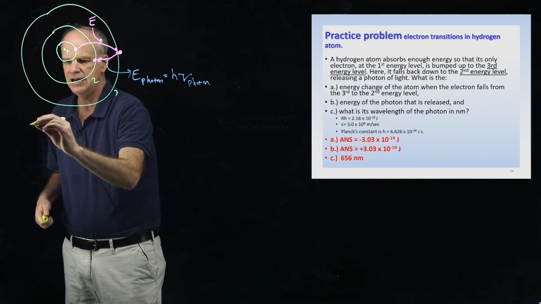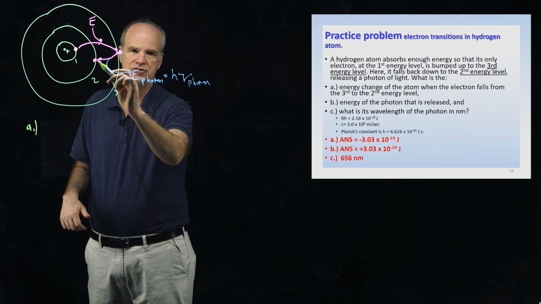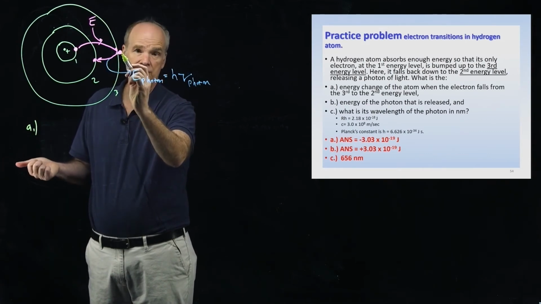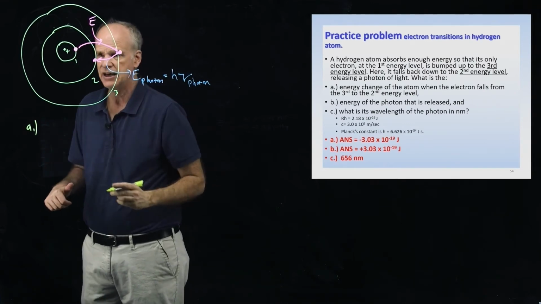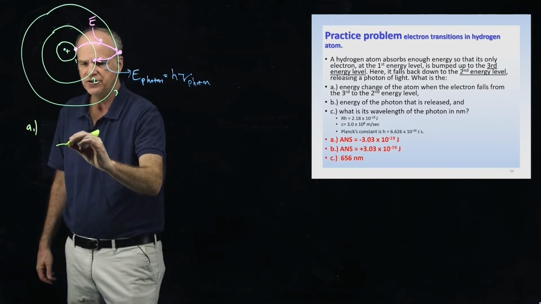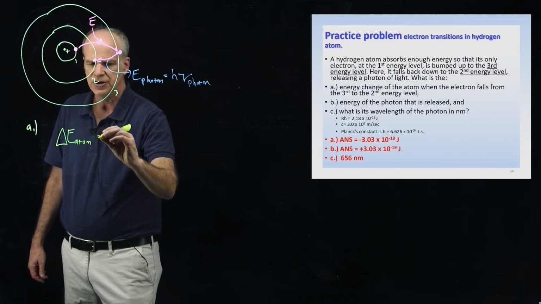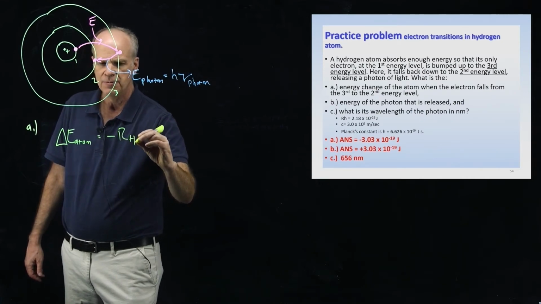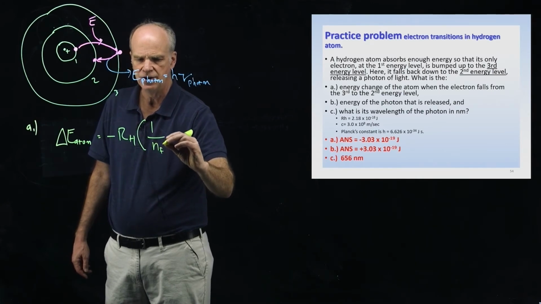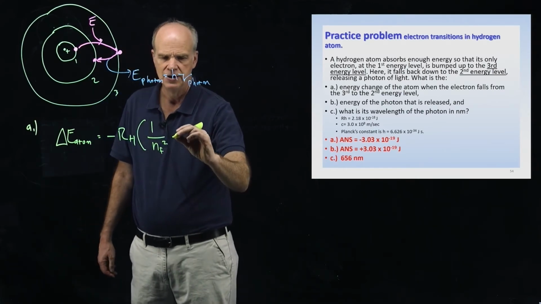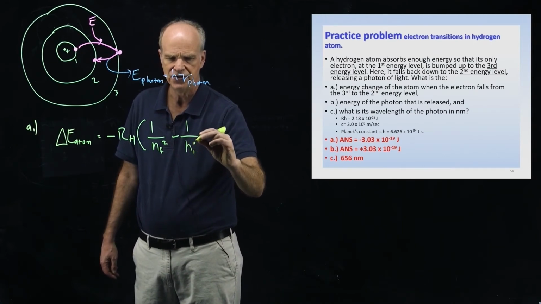And so in part A, what we're trying to do is find the energy change of the electron here, or the atom, when it goes from the third energy level to the second energy level. So that's part A. Okay, so here the formula you want to use is that the change of energy of the atom or the electron, you could say either one, is equal to negative of the Rydberg constant times 1 over the final energy level squared minus 1 over the initial energy level squared.